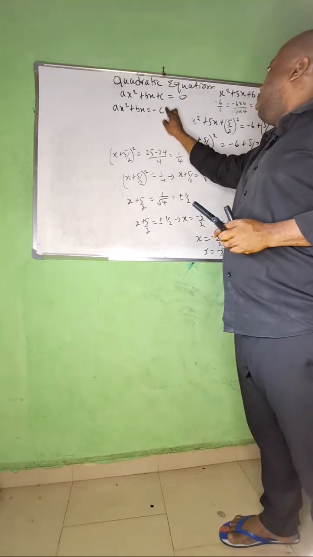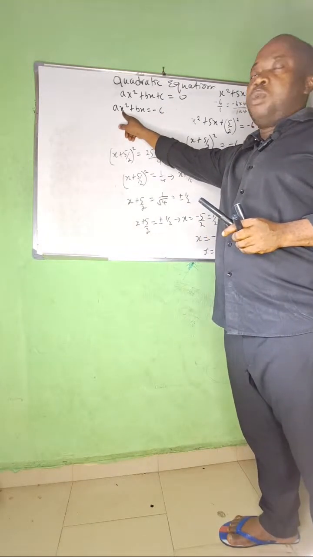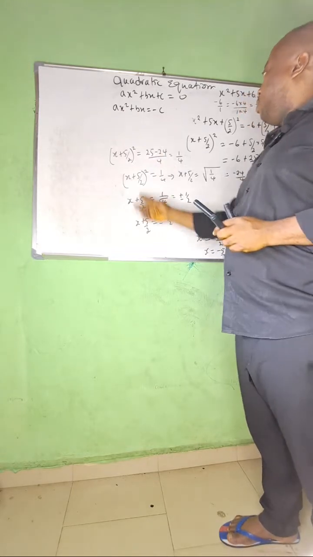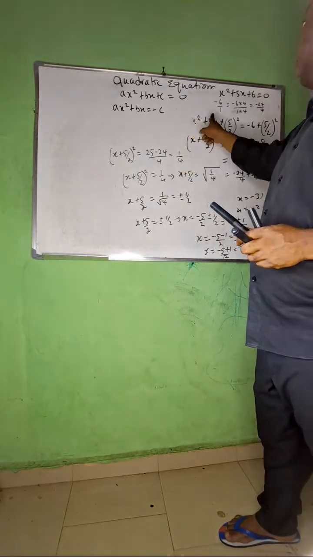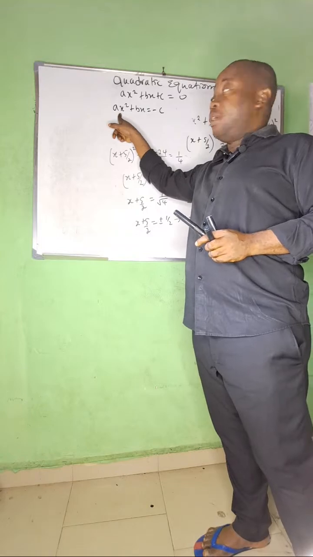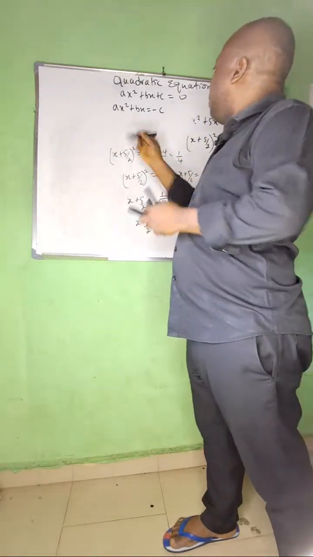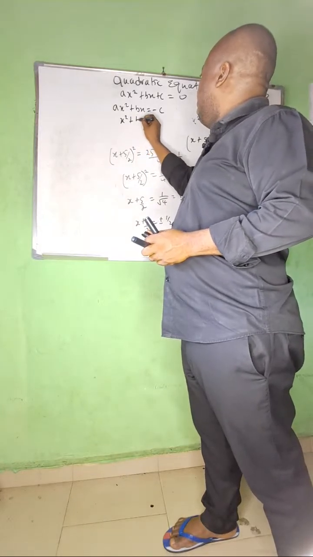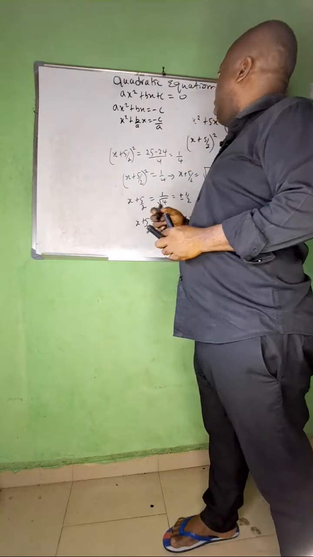Because c crosses, I need the coefficient of the quadratic term to be 1 because I'm using the completing the square method to derive it. That's the condition. The coefficient of the quadratic term, in this case x squared, has to be 1. To do that, I divide through by a. I will have x squared plus b over a x equals negative c over a. See that?